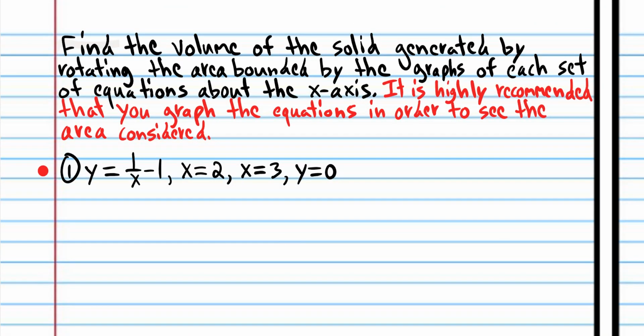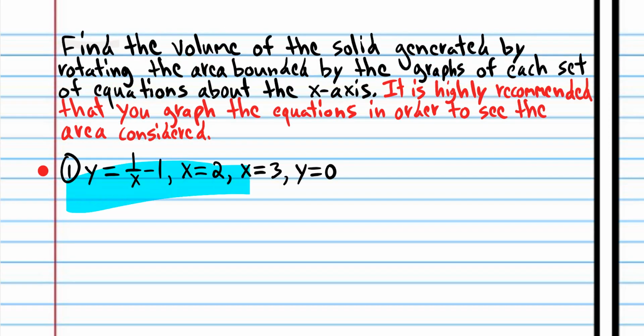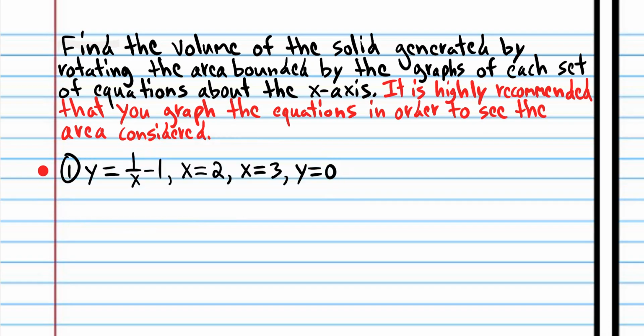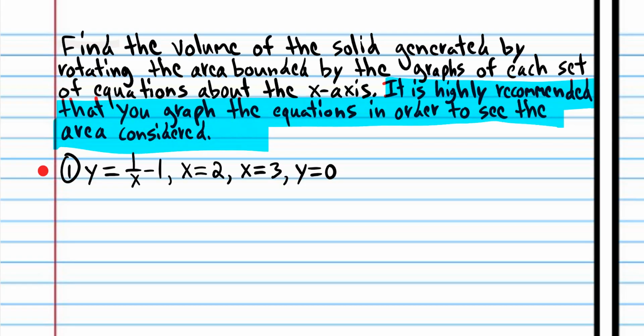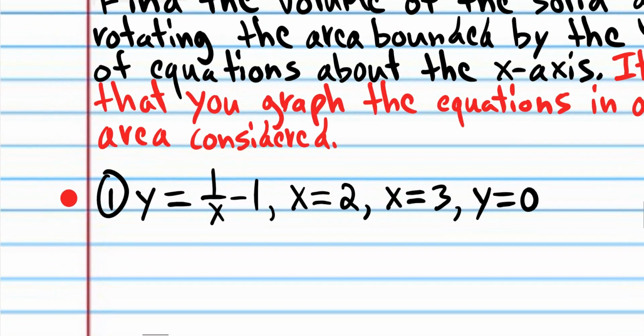So now let's do a problem set. It says to find the volume of the solid generated by rotating the area bounded by the graphs of each set of equations about the x-axis. So we're doing the same thing that we did before. But notice that we don't have graphs of these equations. It's highly recommended that you graph the equations in order to see the area that you're considering. Maybe we should say the area that we're rotating, because we're really rotating the area.